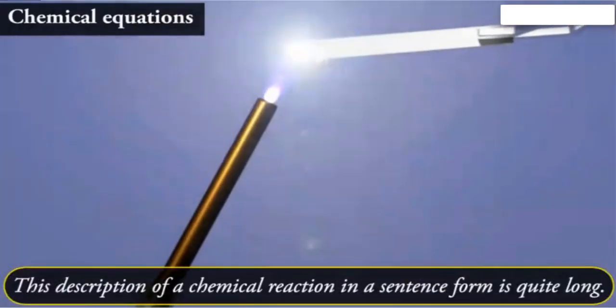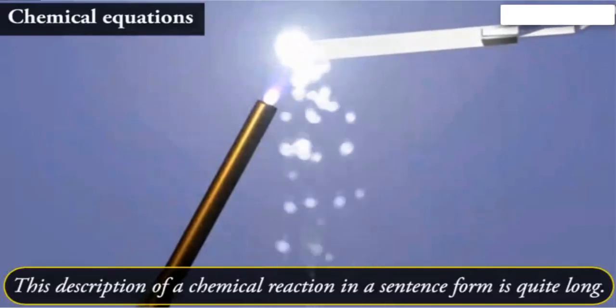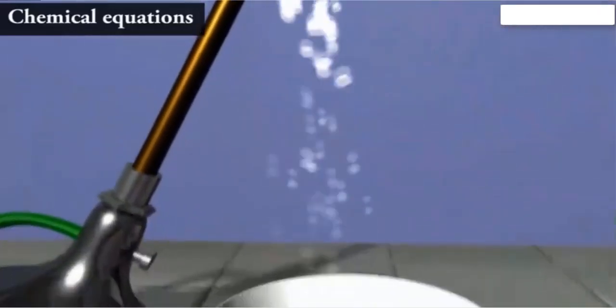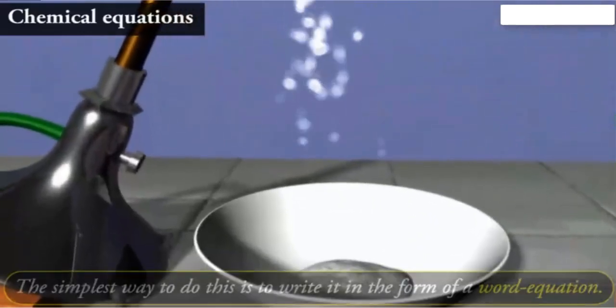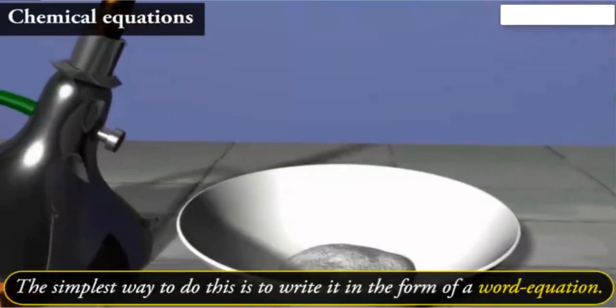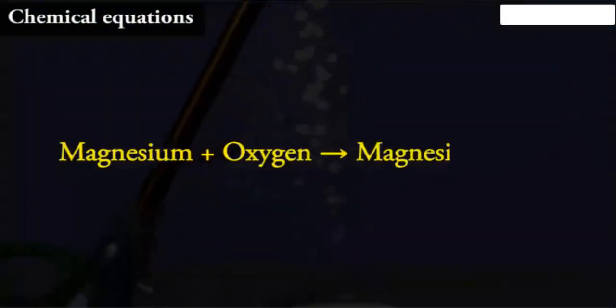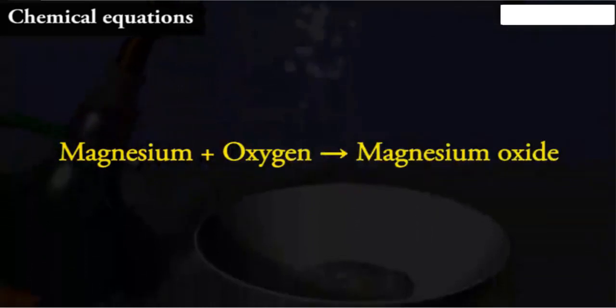This description of a chemical reaction in a sentence form is quite long. It can be written in a shorter form. The simplest way to do this is to write in the form of a word equation. The word equation for the above reaction would be magnesium plus oxygen gives magnesium oxide.